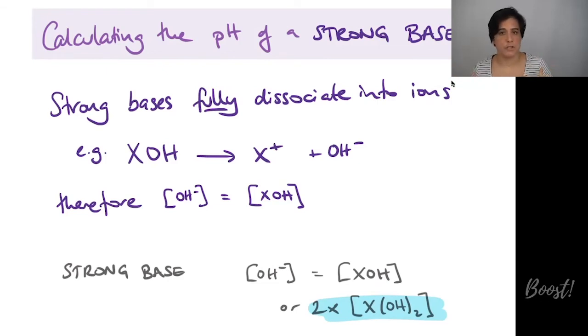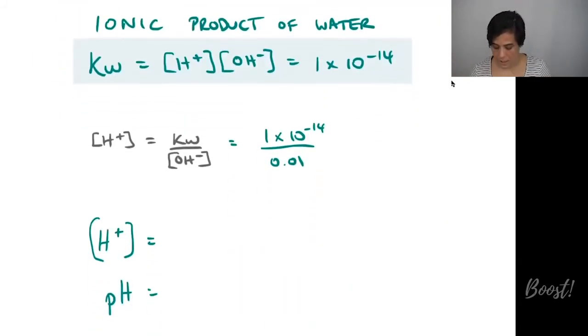However, we can't just put the OH minus ion concentration into our pH equation, because what we need is the concentration of H plus ions. And here's where we come back to the idea of the ionic product of water. So we said earlier that the ionic product of water was the product of the concentration of the H plus ions and the concentration of the OH minus ions. And we have a standard value for that, which would either be given to you in the question or be given to you in your data booklet.